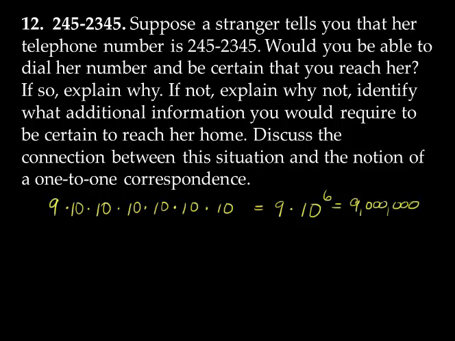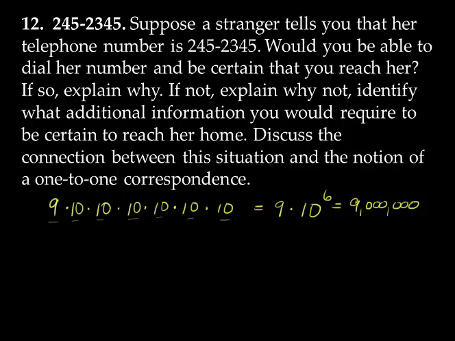9 million possible telephone numbers. This is just 10 ways to choose the second digit, 10 ways to choose the third, 10 ways to choose each of the 6 digits following the first one. And for the first one, there's only 9 ways. And you just multiply those numbers together, and there's 9 million different telephone numbers you could make.